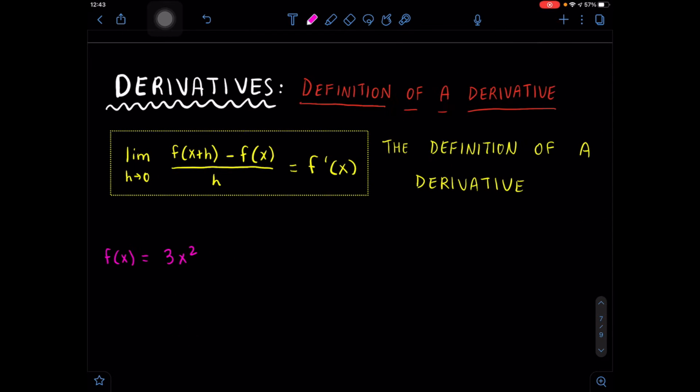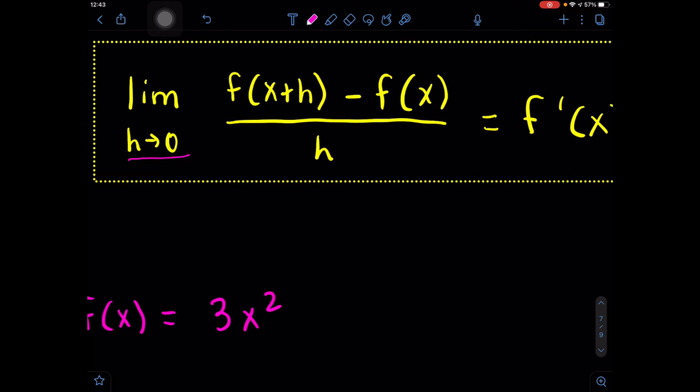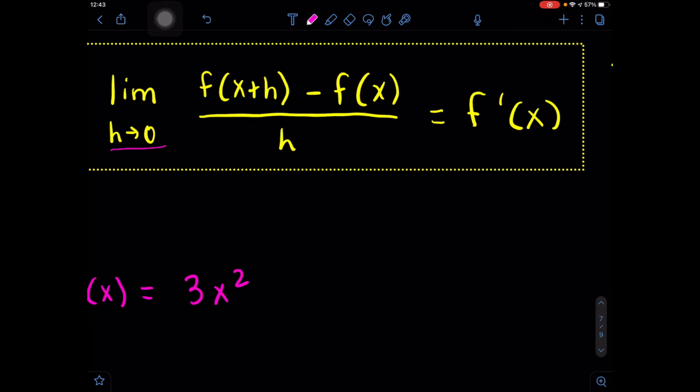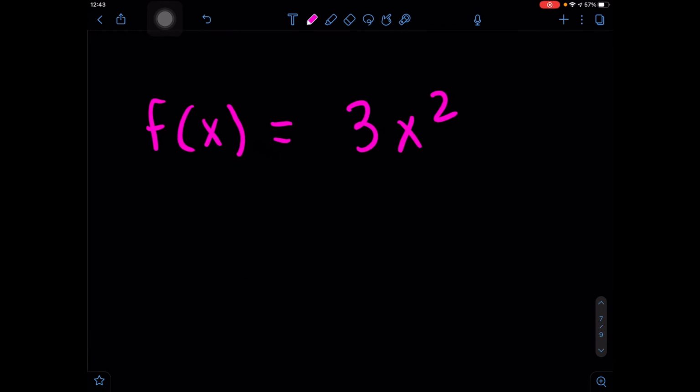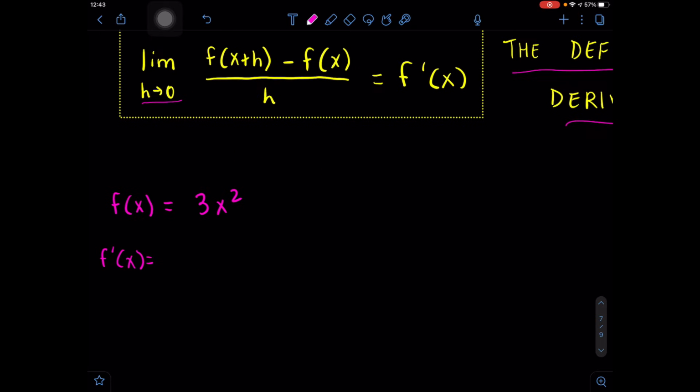So the definition of a derivative is the limit as h approaches 0 of f of x plus h minus f of x, all over h, is equal to f prime of x. This may seem a little daunting at first, but let's go through an example. If f of x is 3x squared, then using the definition of a derivative, f prime of x is going to be the limit as h approaches 0 of f of x plus h.